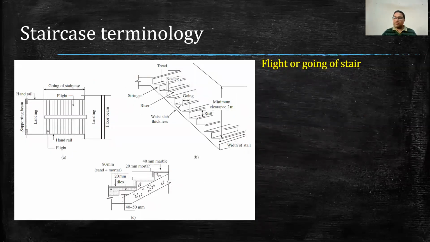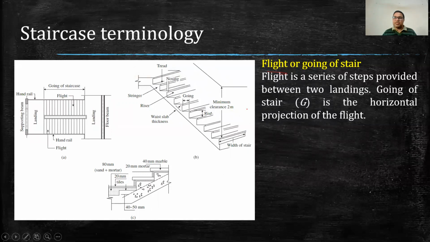Similarly, the flight is basically a series of steps provided between two landings. So all flights are provided between two landings, one landing and the second landing. So this part in between is the flight. And sometimes we represent this as G.